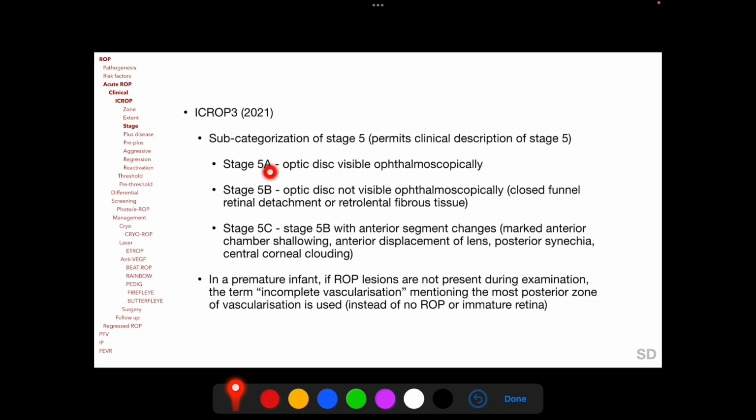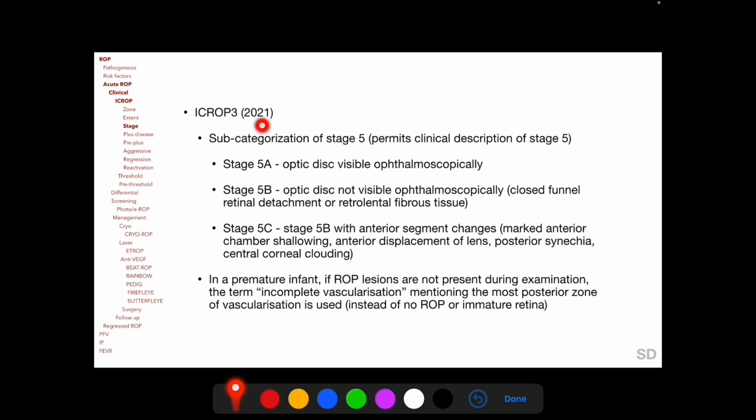Stage 5A refers to stage 5 ROP in which the optic disc remains visible ophthalmoscopically. Stage 5B refers to stage 5 ROP in which the optic disc is not visible ophthalmoscopically, either because of a closed funnel retinal detachment or due to retrolental fibrous tissue. And stage 5C refers to stage 5B ROP in which the optic disc is not visible with anterior segment changes such as marked anterior chamber shallowing, anterior displacement of the crystalline lens, posterior synechia, and central corneal clouding.